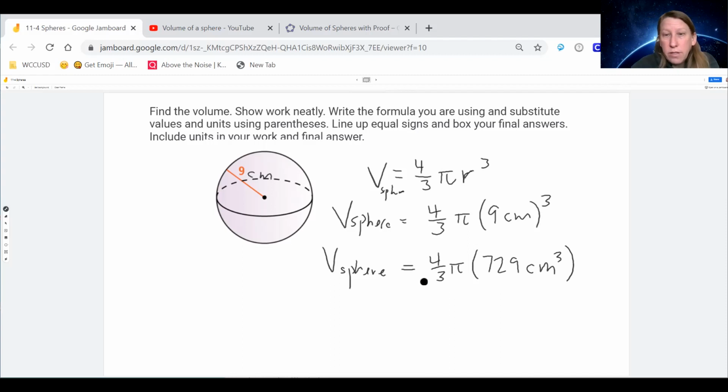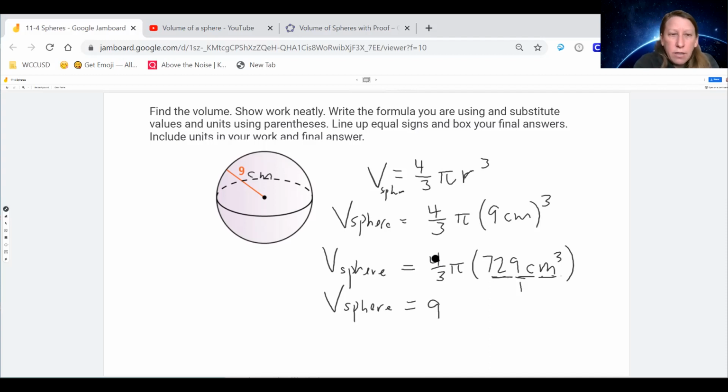There's lots of ways to do this problem. You could multiply by 4 and then divide by 3, because this is over 1. So you would multiply the numerators together and then divide by the denominator. Or you could divide by 3 first and then multiply by 4. I'm going to multiply by 4 and then divide by 3 because I have a calculator.